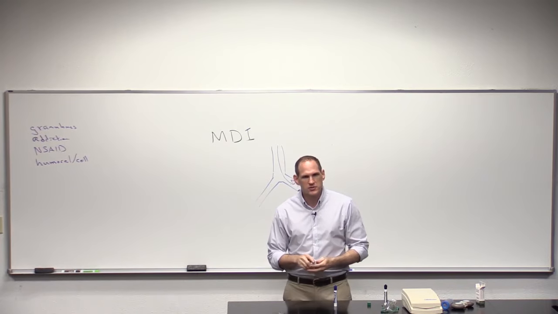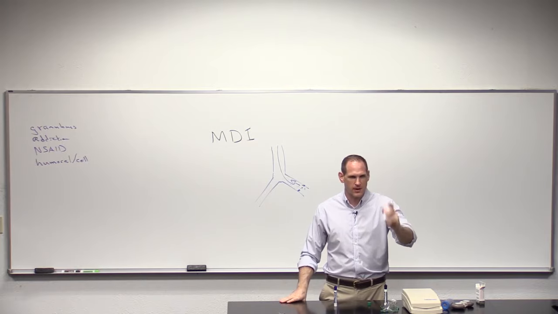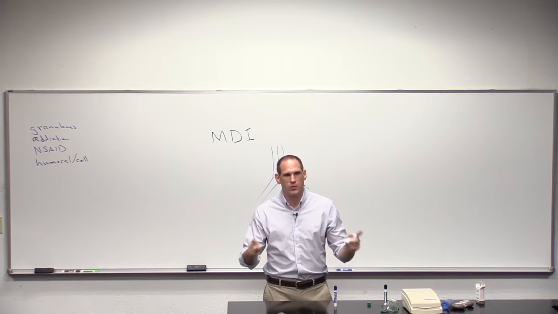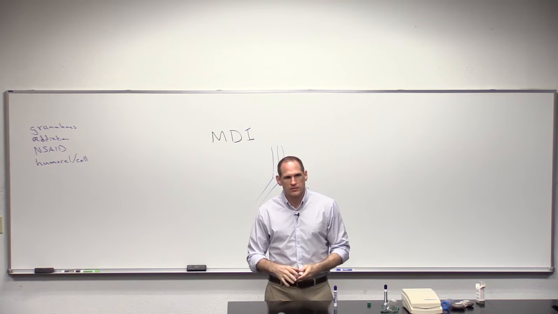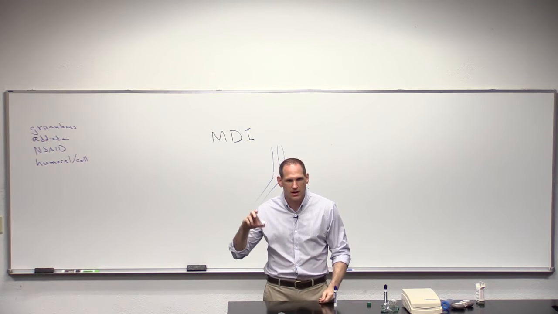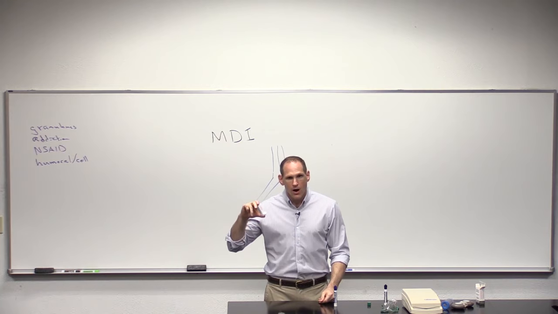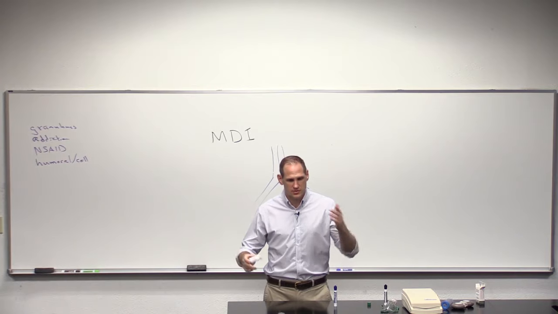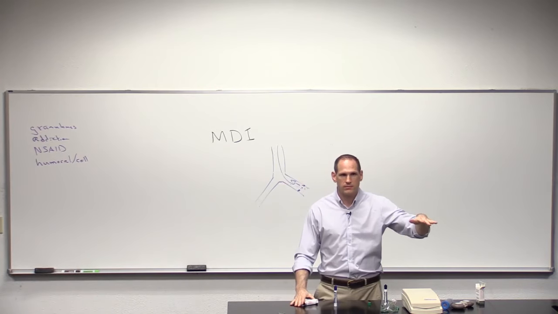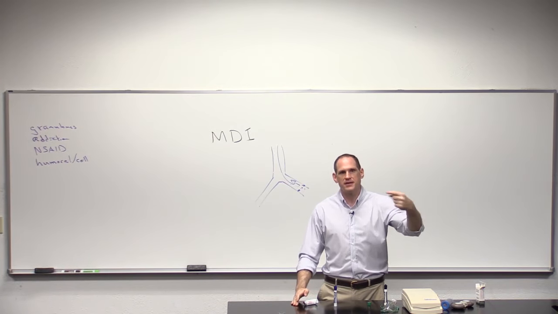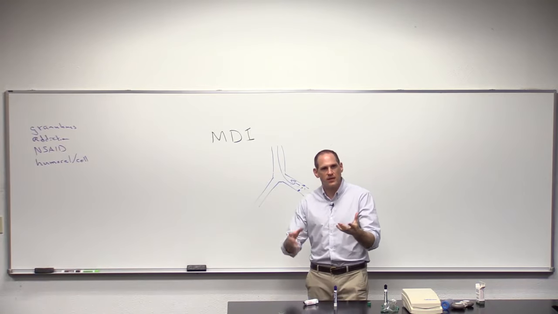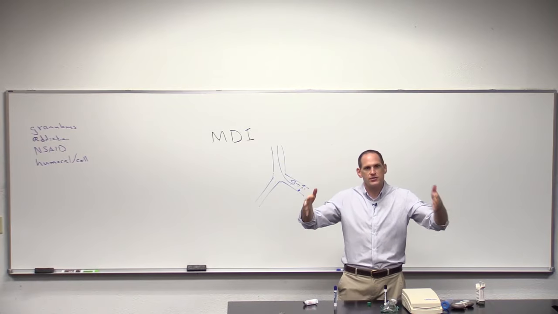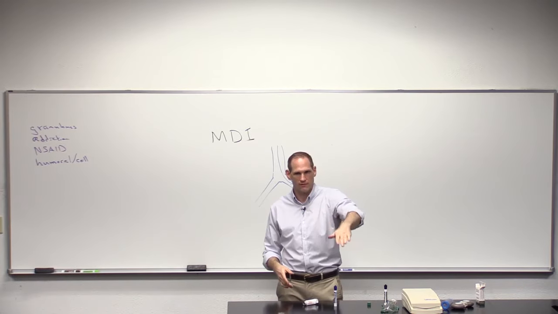Now, if a person is supposed to take two puffs of their bronchodilator, they need to wait at least 1 minute between the inhalations. So sometimes you'll see patients do like this. You might as well have just done one. You take one dose, wait about 1 minute to 5 minutes, then take the second dose. What that does is allow the first dose to begin to work and expand the patient's airway so that the second dose will be even more effective.